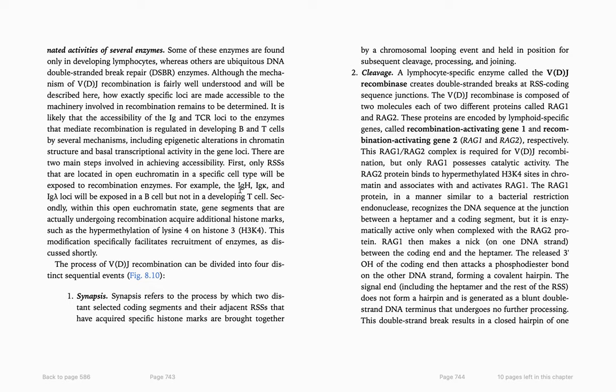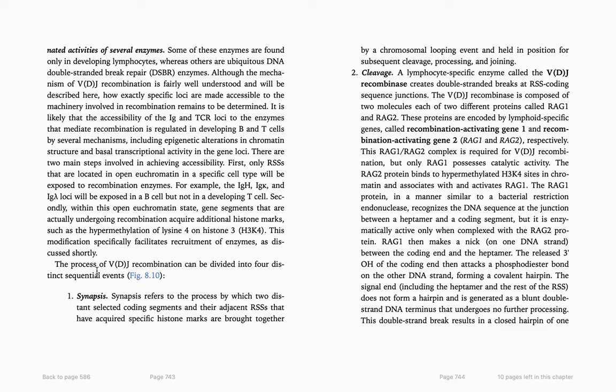For example, the IGH, IGK, and IG lambda loci will be exposed in a B cell but not in a developing T cell. Secondly, within this open euchromatin state, gene segments that are actually undergoing recombination acquire additional histone marks, such as trimethylation of lysine 4 on histone 3. This modification specifically facilitates recruitment of enzymes discussed shortly.